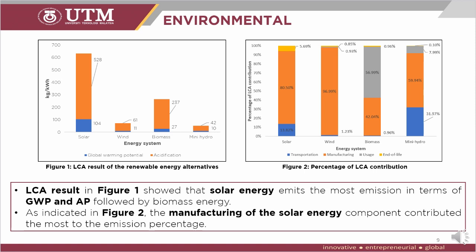Next, we go to the result of the study. First of all, the environmental result from the LCA assessment. The LCA result in figure 1 showed that solar energy emits the most emission in terms of GWP and AP potential, followed by biomass energy. As indicated in figure 2, the manufacturing of solar energy components contributed most of the emission percentage.